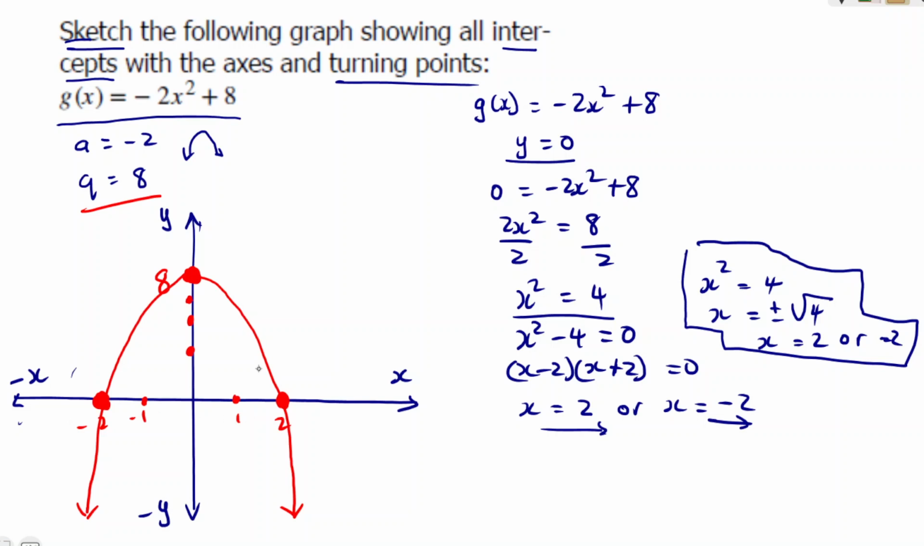Yeah, here is my graph. So I have a sad face. I have a parabola that is pointing downwards with a turning point of 8 and my two roots, which are negative 2 and positive 2. So this is how you plot a graph if you are given the equation.